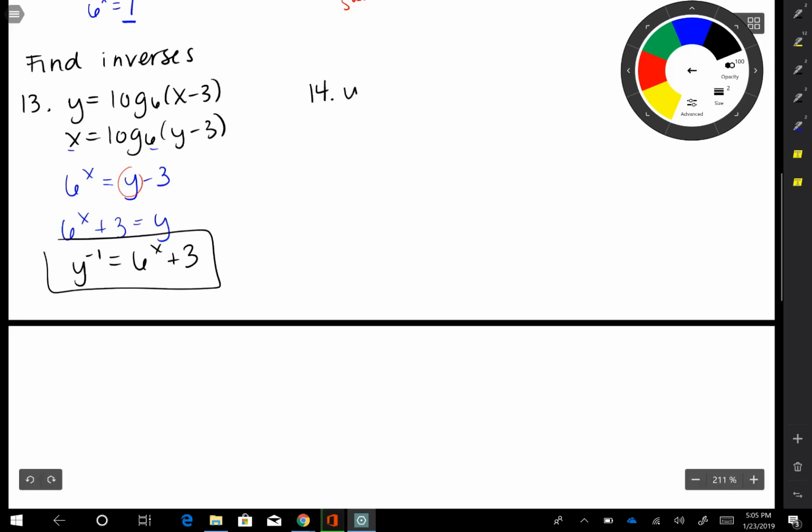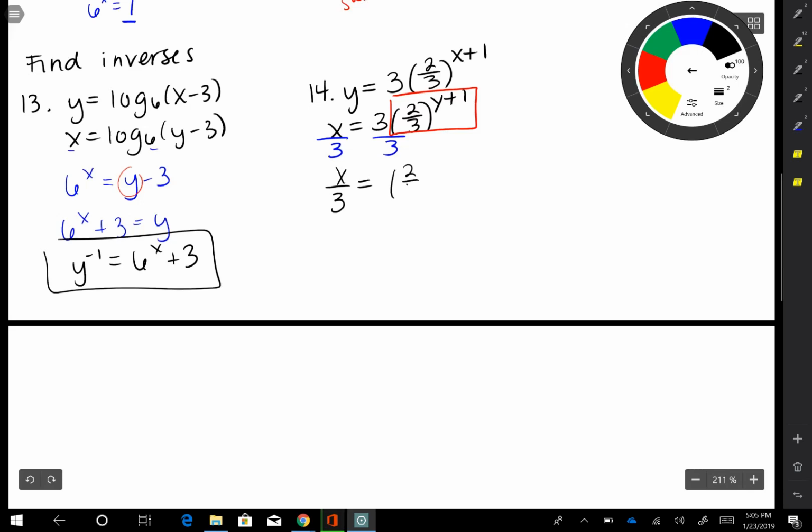Okay, now I'm going to give you an exponential. y equals 3 times 2/3 to the x plus 1. This is an exponential decay because 2/3 is less than 1. Now, first thing, let's switch x and y. So x equals 3 times 2/3 to the y plus 1. Then I need to get my b to the y by itself. So the only thing I need to get rid of is that 3. I'm going to divide by 3. So now I have x over 3 equals 2/3 to the y plus 1.